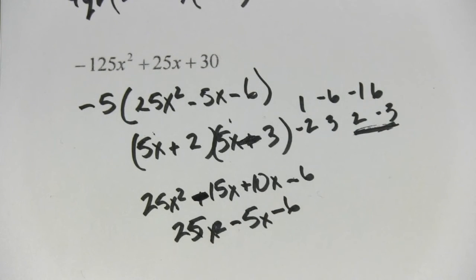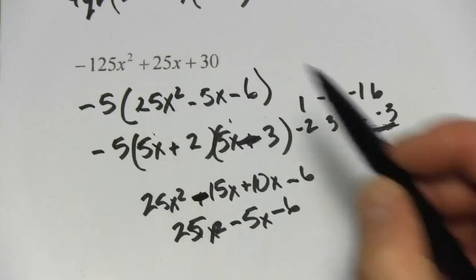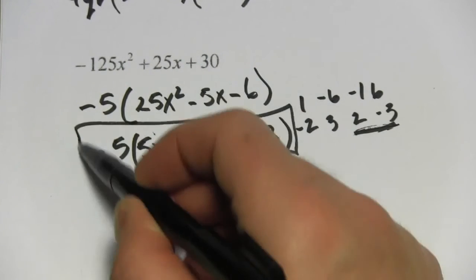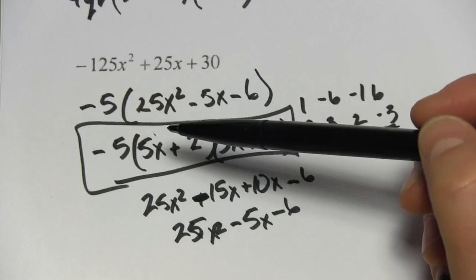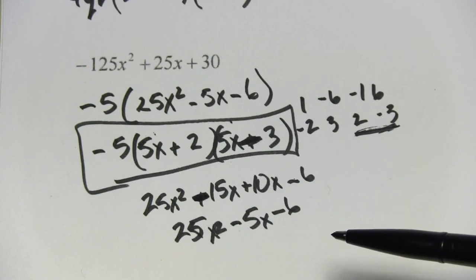This is a minus. And then this negative 5 has to come down. So that is the correct factorization of that trinomial. And that's a little bit of work where you have to factor out something before you can factor the trinomial.